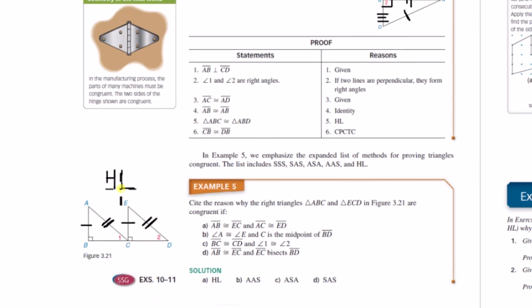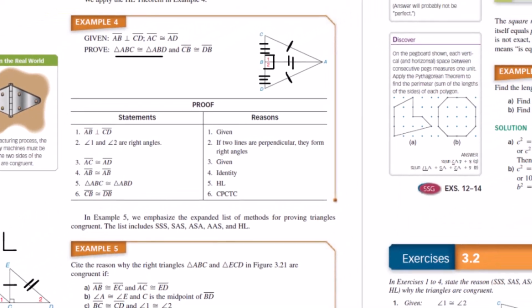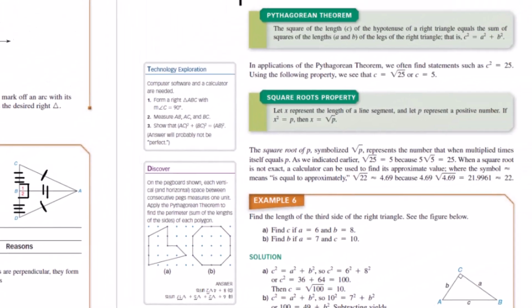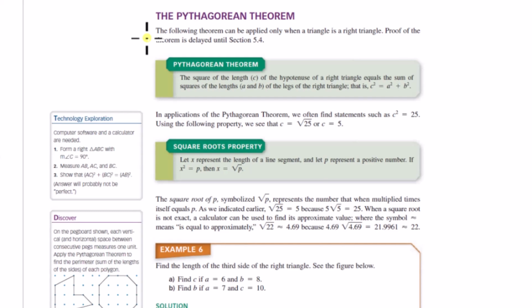Okay, but now if we come here, the Pythagorean theorem is going to give us a hint on how we're going to be able to prove this HL congruence criteria. It says the following theorem can be applied only when a triangle is a right triangle. The Pythagorean theorem is for right triangles. Proof of this theorem is delayed until an upcoming chapter.